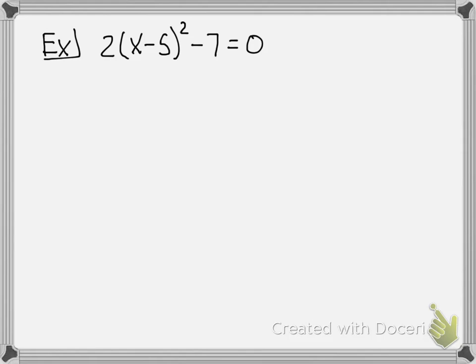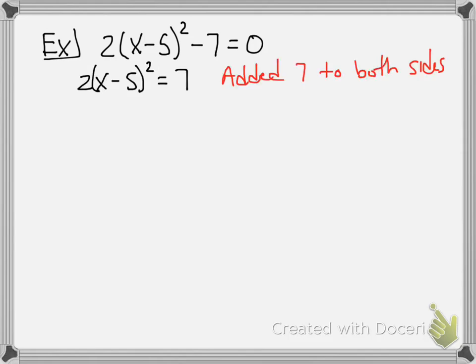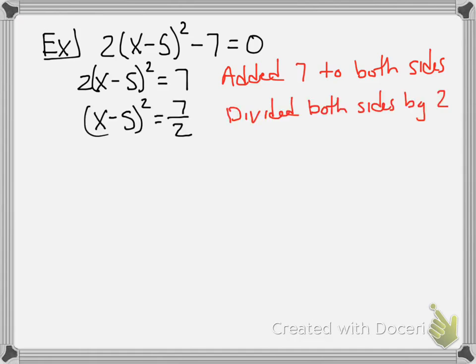Let's look at a more tricky example here. Okay, so we've got 2 times (x minus 5) squared minus 7 equals 0. Now we're going to solve this for x. Okay, so I added 7 to both sides. Now I'll get rid of that 2 out in front by dividing both sides by 2.